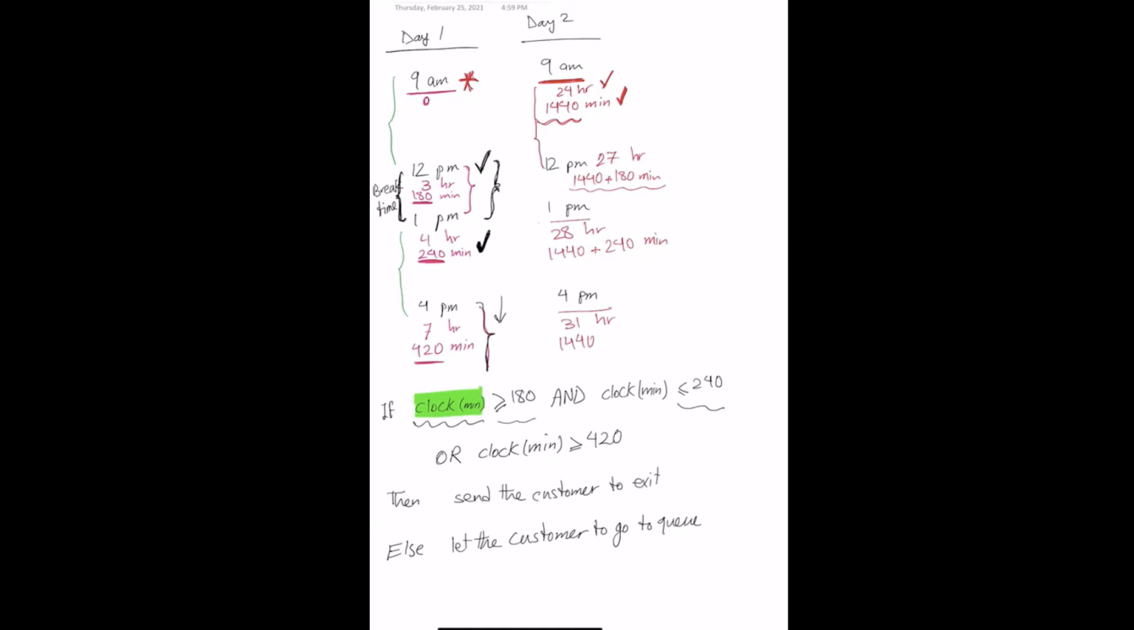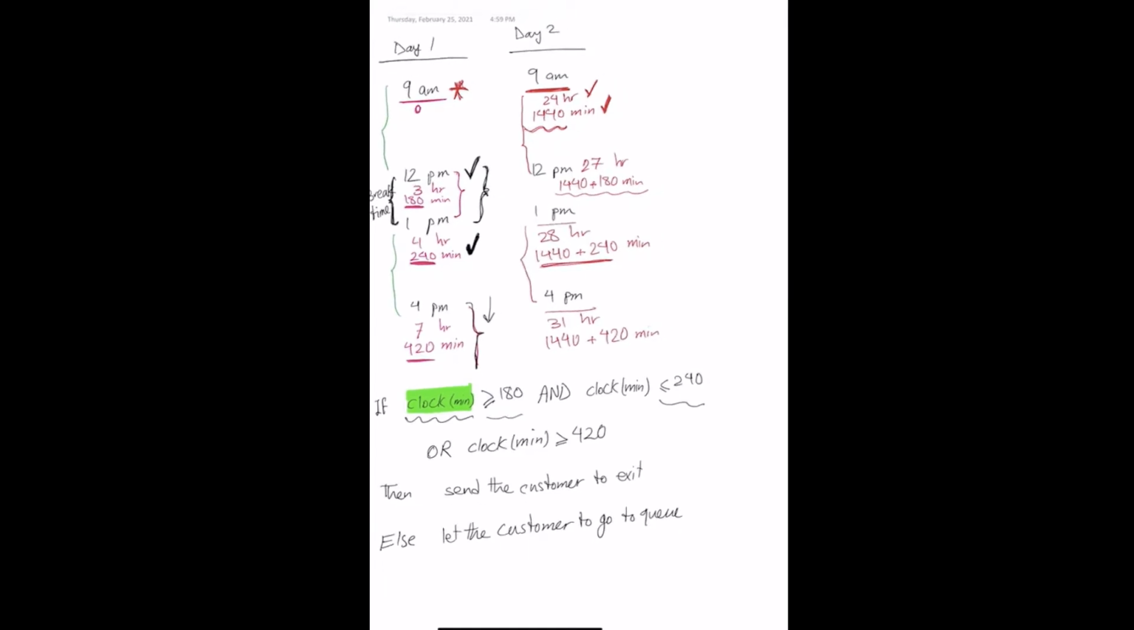So from 1 p.m. to 4 p.m., 3 more hours is added. And that's equivalent to adding 180 minutes to this time. And if I do that, that's going to be 420 minutes.